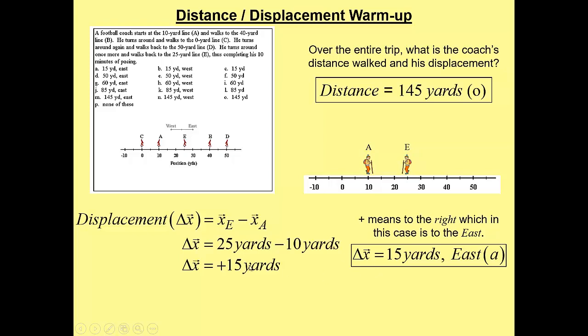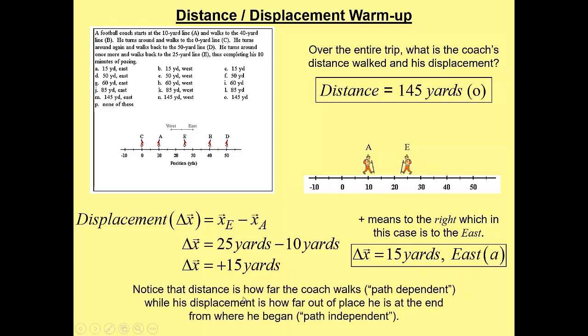Notice a displacement is how far you went and a direction. It's got that direction aspect in it, while distance, a scalar, is just how far you walked. But notice that these numbers are very different from one another. The distance was 145 yards. The displacement was only 15 yards east.